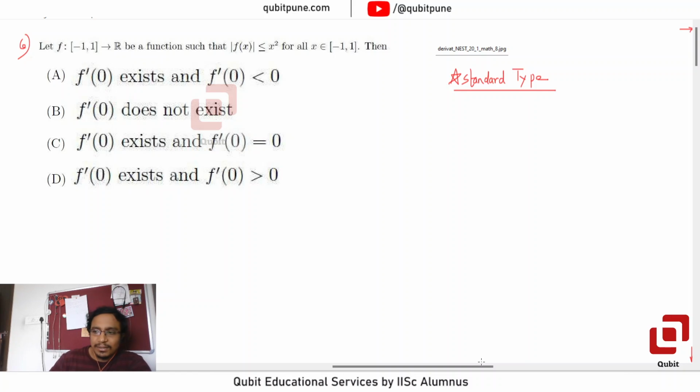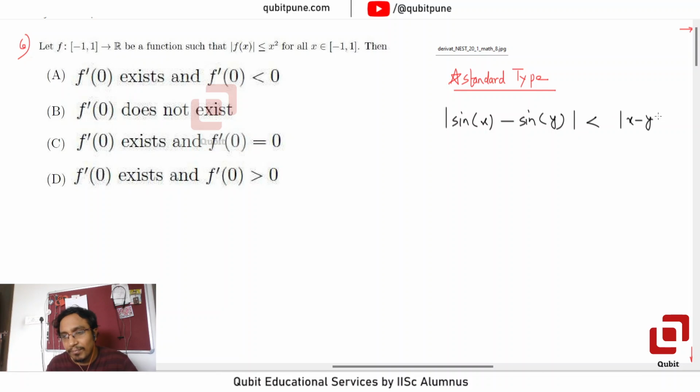Now if you remember, there is another problem which we have solved in which they say mod of sin x minus sin y is less than something. This is in the same category. So there is a trick, not exactly a trick, but a standard approach using which we can solve all these problems. First of all, we need to decide whether this function is differentiable or not at 0. And secondly, if it is differentiable, then we need to find the value. So how to find that?